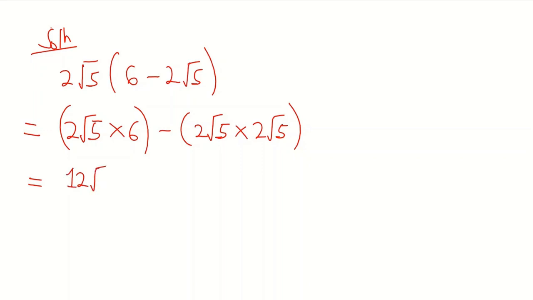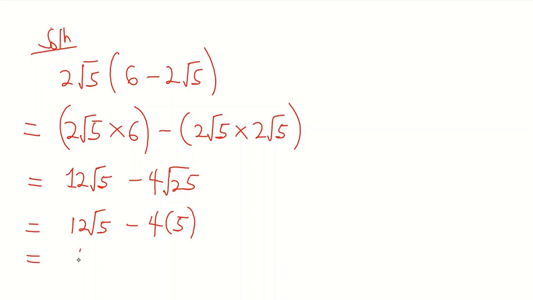We have 12√5 here, minus, now 2 times 2 we are going to get 4, and then √5 times √5 we are going to get √25. So we further simplify our solution. We all know √25 to be the same as 5, and at the end we have 12√5 minus, now 4 times 5 gives us 20.